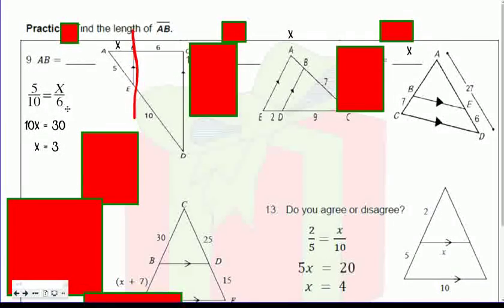So 5 over 10, x over 6, so cross multiply. 10 times x is 10x, 5 times 6 is 30, so x is 3. Well, if x is 3, well, then AB is also 3 because AB is x.